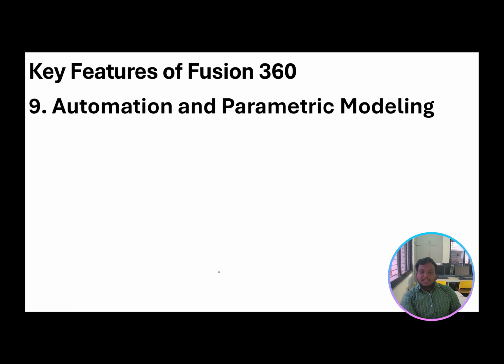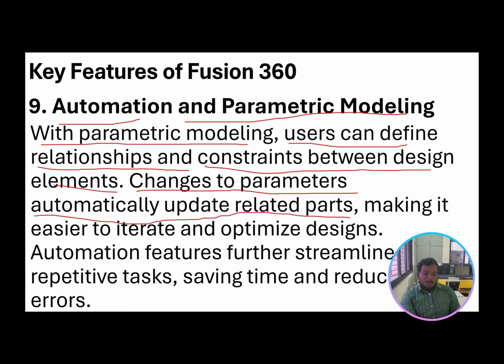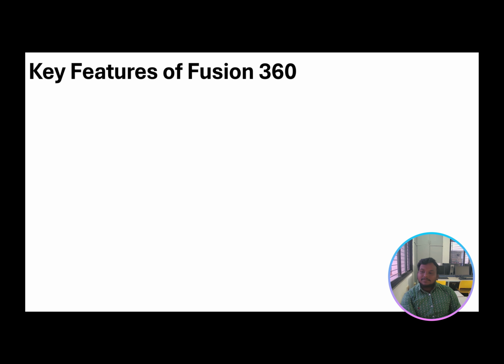The next key feature of Fusion 360 is automation and parametric modeling. With parametric modeling, users can define relationships and constraints between the designs. Changes to parameters automatically update related parts, making it easy to iterate and optimize designs. Automation features further streamline repetitive tasks, saving time and reducing errors.